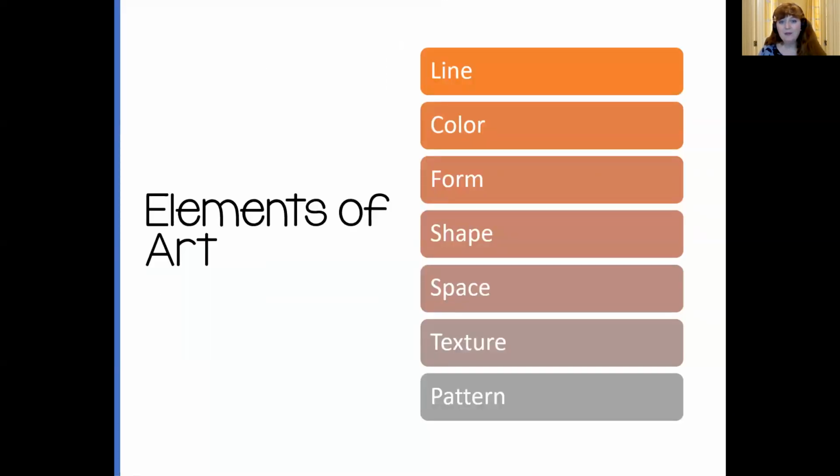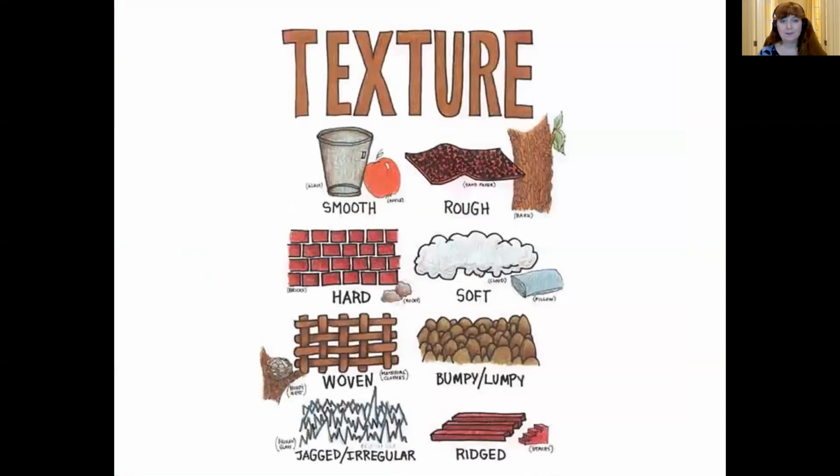All right, so you may know from elementary school, and you'll certainly know this in high school art, there are elements of art. The elements of art are line, color, form, shape, space, texture, and pattern. All right, so the element of art that we're focused on today is called texture. Texture can be smooth, it can be rough like sandpaper or bark. It can be hard, it can be soft like cotton. It can be woven, bumpy, lumpy, jagged, irregular, and rigid. Texture.